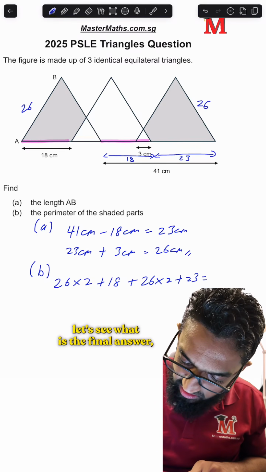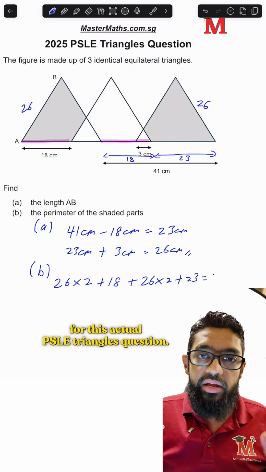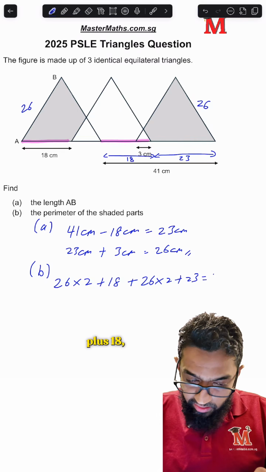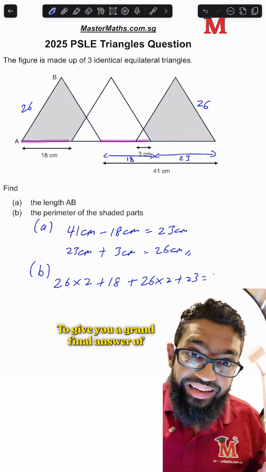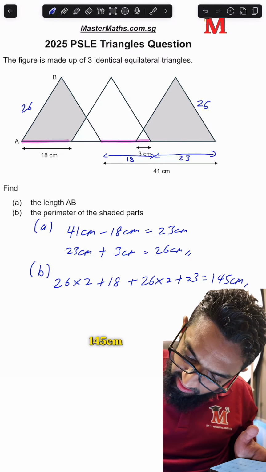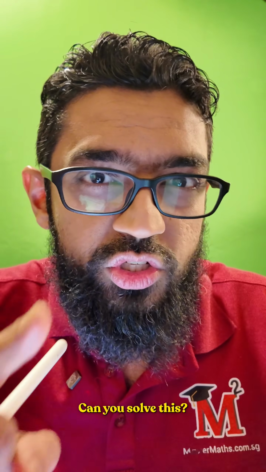My friends, let's see what is the final answer for this actual PSLE triangles question. 26 times 2 plus 18 plus 26 times 2 plus 23 gives you a grand final answer of 145 cm for this actual PSLE 2025. Supposedly very hard question. Can you solve this?